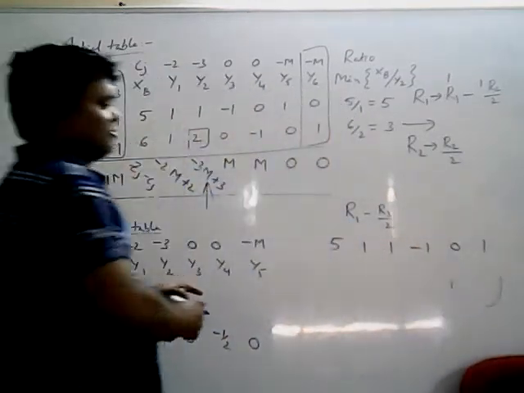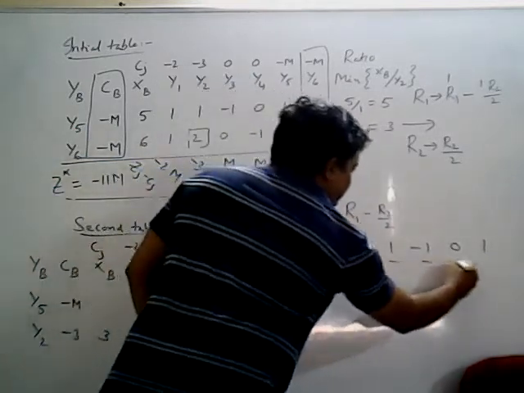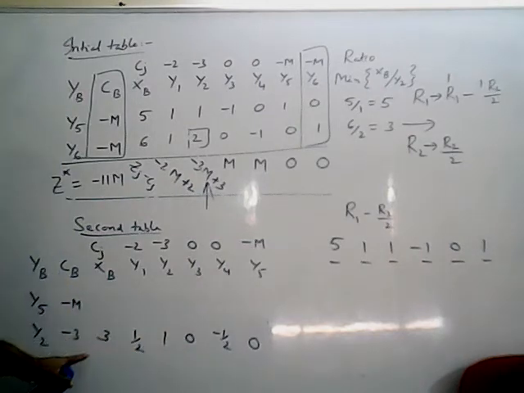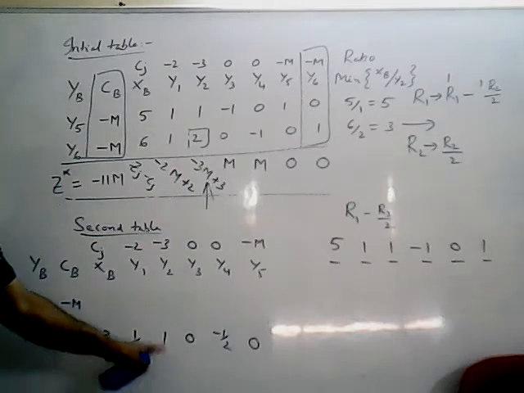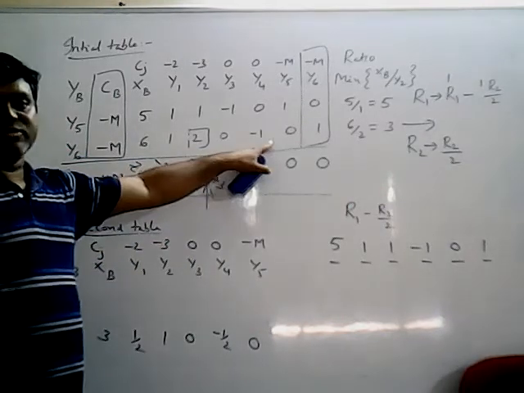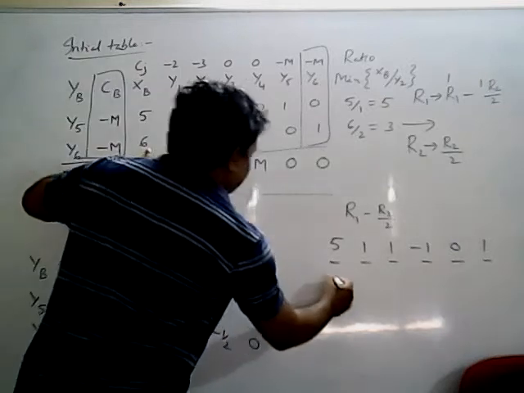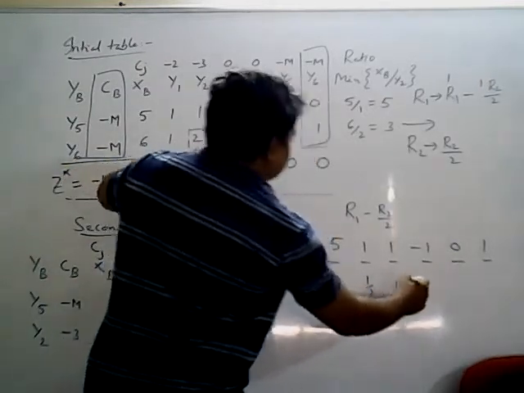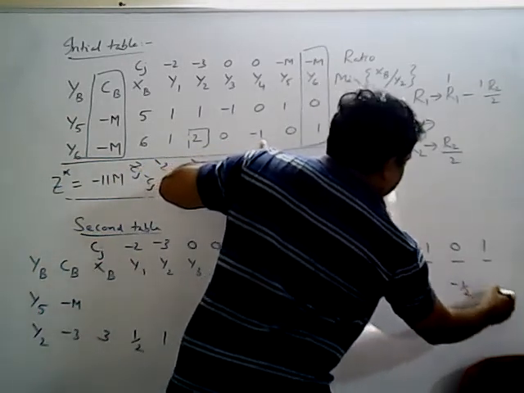In between, minus is there, so minus. Next, R2 by 2, which is this one. I have calculated it, see XB onwards. Otherwise the row is already with you, and you can divide every value by 2. 6 by 2 means 3. 2 by 2 means 1. 0 by 2 means 0. Minus 1 by 2. And 0 by 2 means 0.